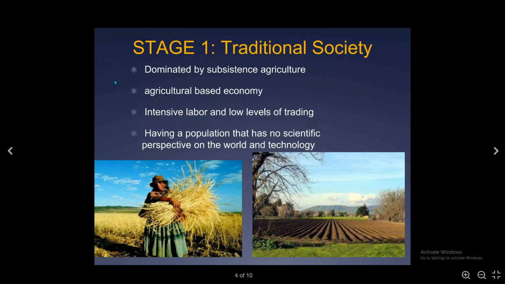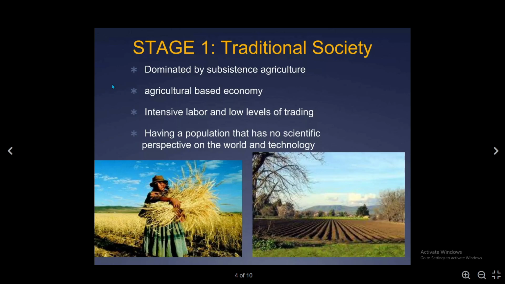It's an economy that is mostly internal. They don't sell much externally. They have intensive labor and low levels of trading. They have a population that has no scientific perspective on the world and technology. So these tend to be our least developed countries. What do we notice with our least developed countries? Well, they have very high birth rates, but they also have very high death rates.